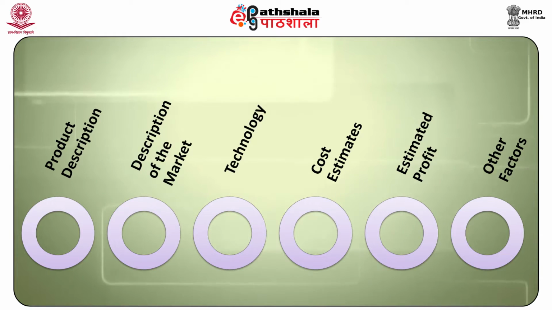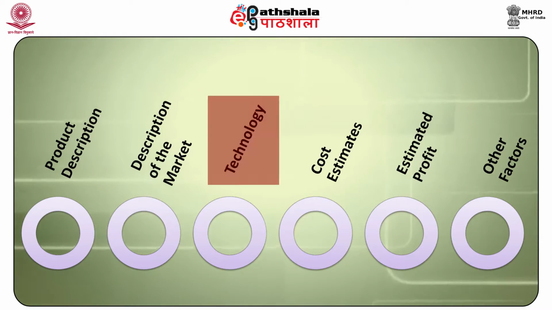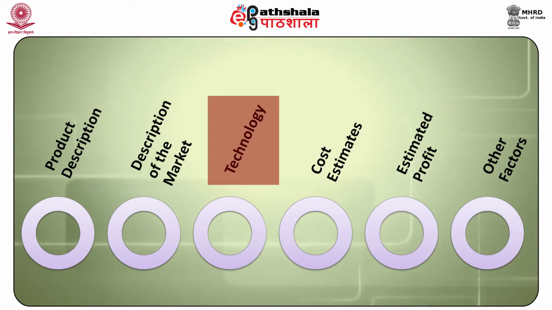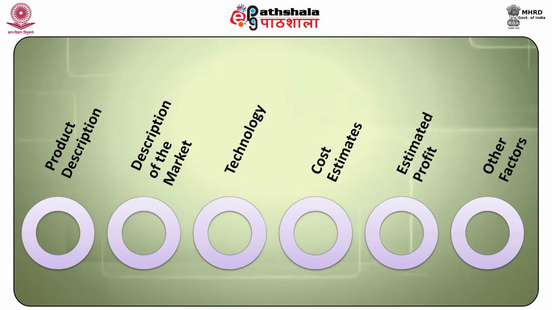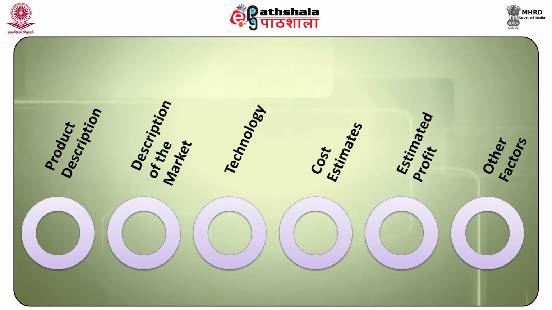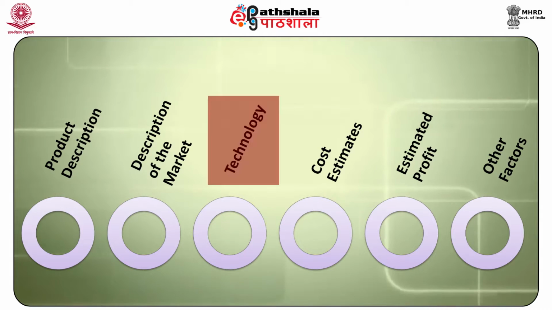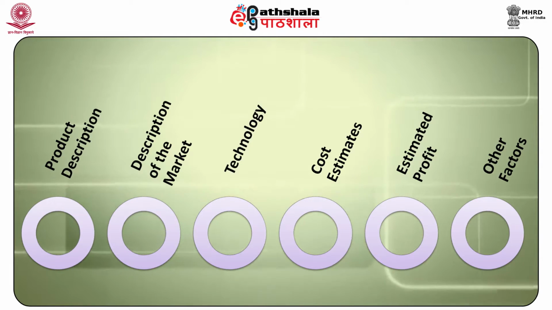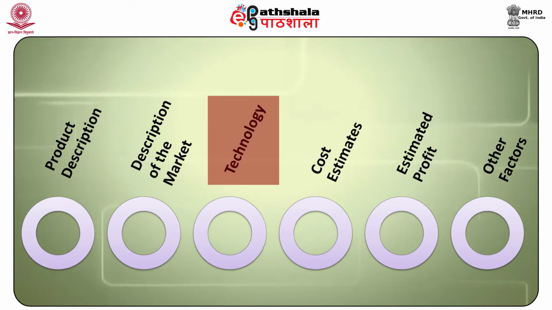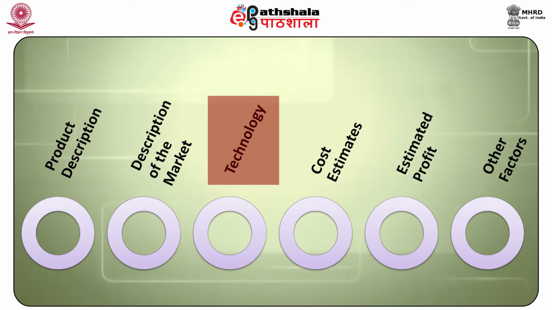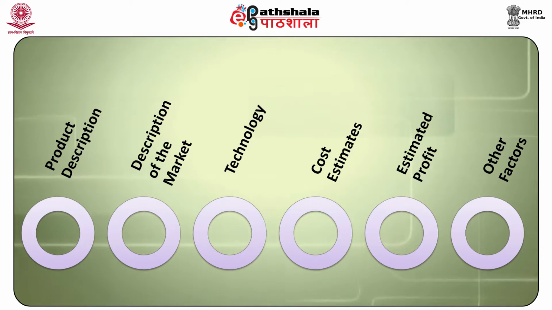Third, technology. The technology choices for the manufacture of the product should be described briefly. Also, the key plant location factors listed below should be identified. 1. Labor. 2. Proximity or nearness to market and raw material. 3. Transportation facilities and cost. And 4. Water availability.